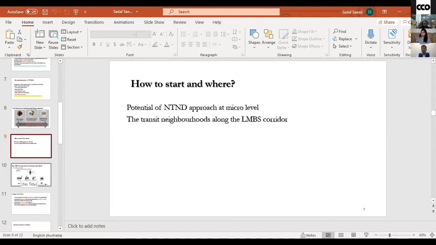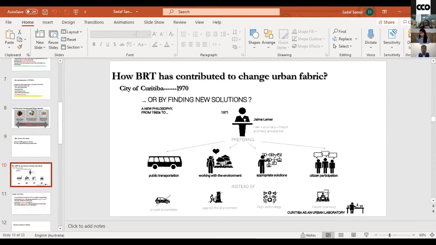There is one particular corridor, and I took 3 different stations where the possibility is higher. I have taken some examples from the literature, for example from Curitiba, where this approach started. They all depend upon non-motorized mobility and the sectioning of the sections. In front of you is the history of this BRT, where Jaime Lerner, who was their mayor, started this concept, depending upon public transportation and more integrated urban spaces.